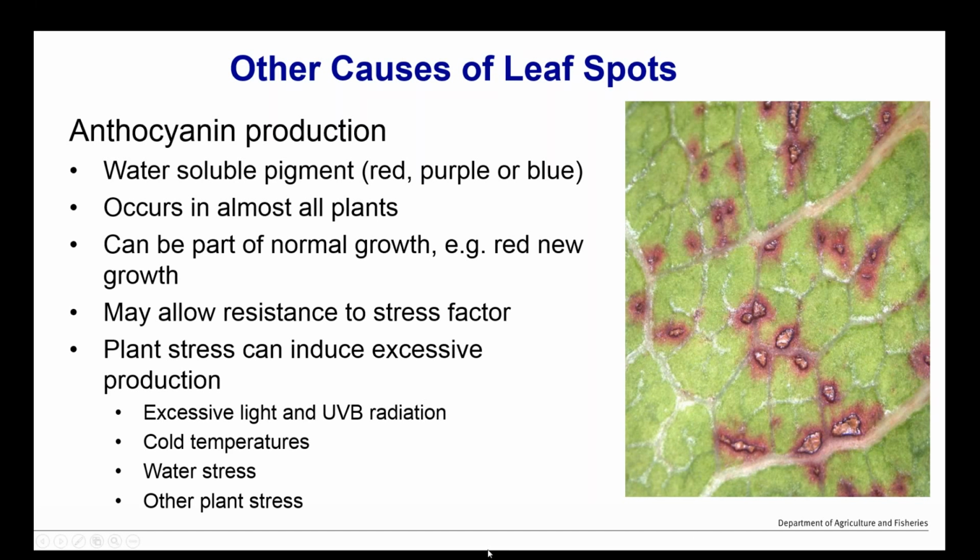So the types of factors which can influence a plant to produce your anthocyanins are things like your light, cold temperatures, water stress, and other plant stress. Muted. That look at the literature and try and work out what is an association with that pigmentation.